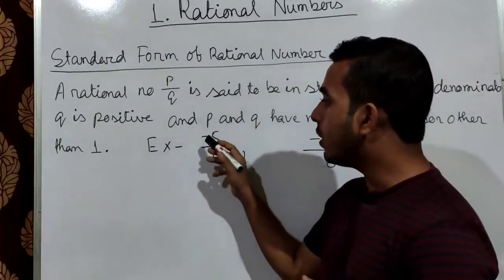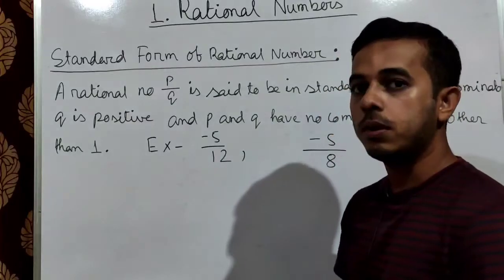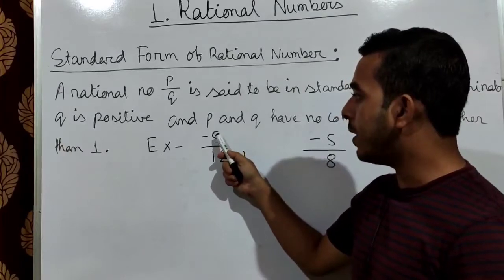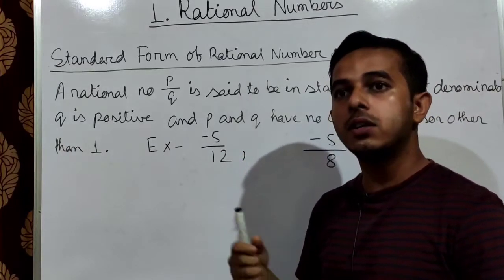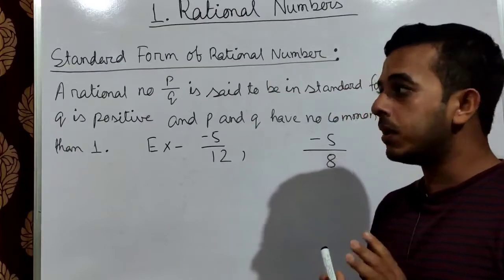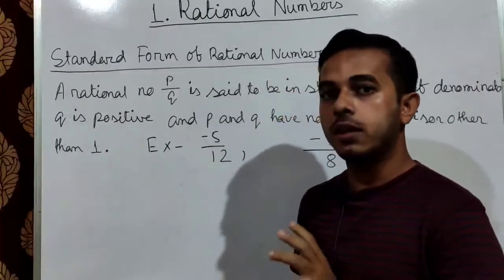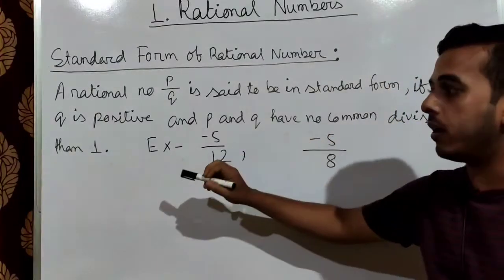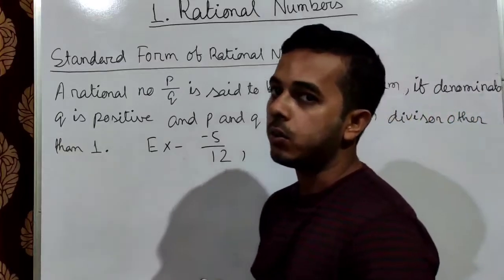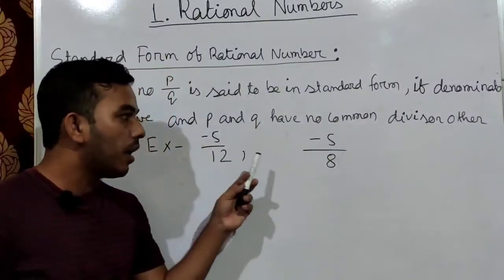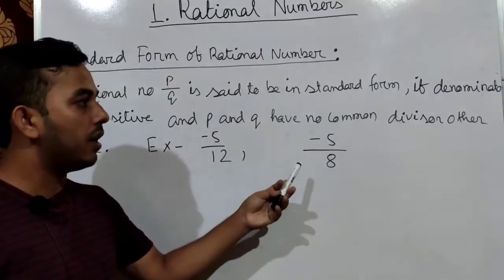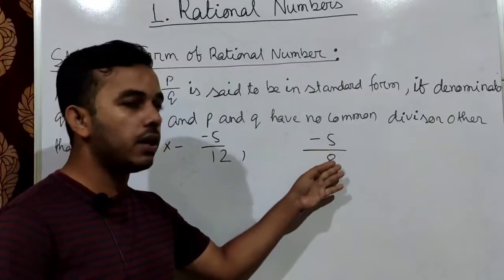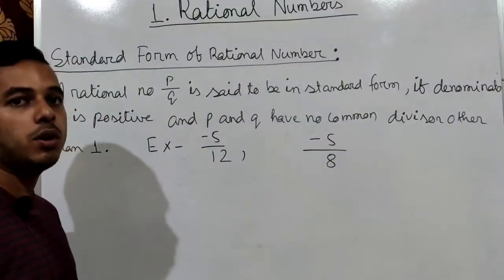For example, if we take minus 5 by 12, now look, minus 5 and 12, can they be further divided by any other number? No, it is not further divisible. It can only be divided by 1. That means they must have only the divisor 1, there will be no other divisor other than 1. I hope this is clear to you, right? Another is minus 5 by 8. Is there any number which can divide both minus 5 and 8? No, there is no other number.